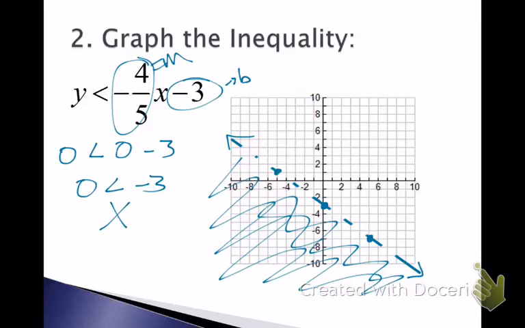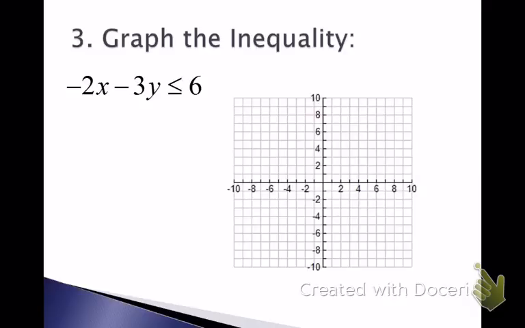And I checked 0, 0, right? Now, the reason why I checked 0, 0 is because it makes the math really, really easy. You plug in 0 for x, it doesn't matter what the slope is. Anything times 0 is 0. So you get 0 is less than -3, which is not true. So since 0, 0 is not a solution, I need to shade the other side of the line. Okay? If you want to use the rule shown before, that would work here too.